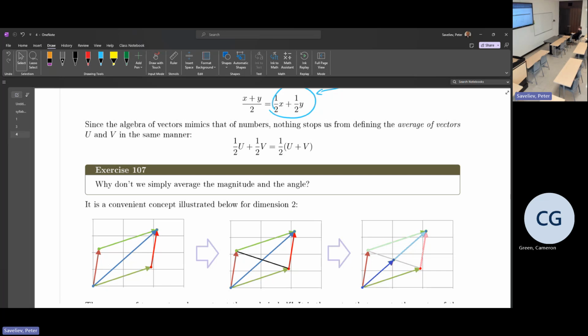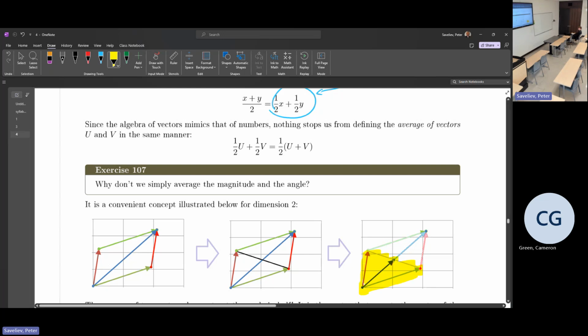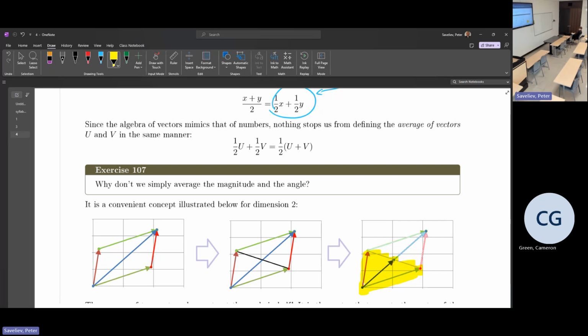You see the picture on the right. This is the part that has been described, right? The green vector, the red vector, and the black vector is the average, not the blue vector, which is the sum. So we take half of it: the diagonal in the parallelogram, we cut it in half, and that is the average.